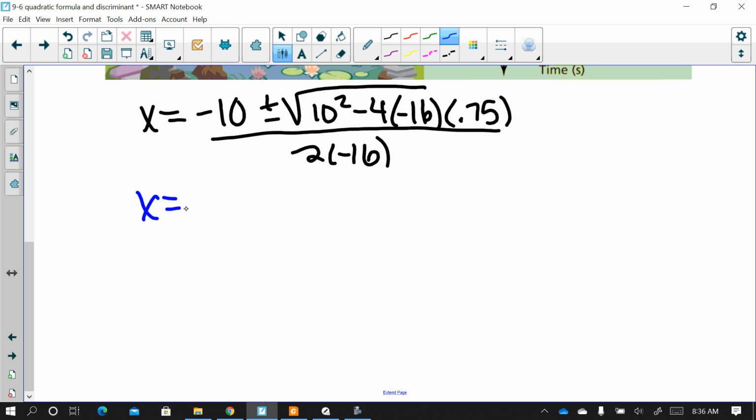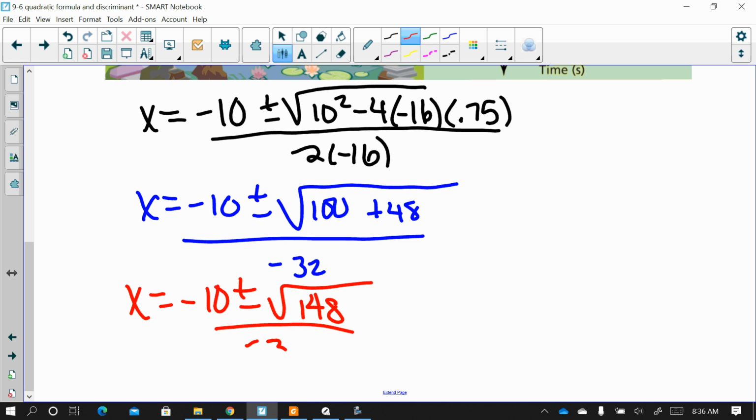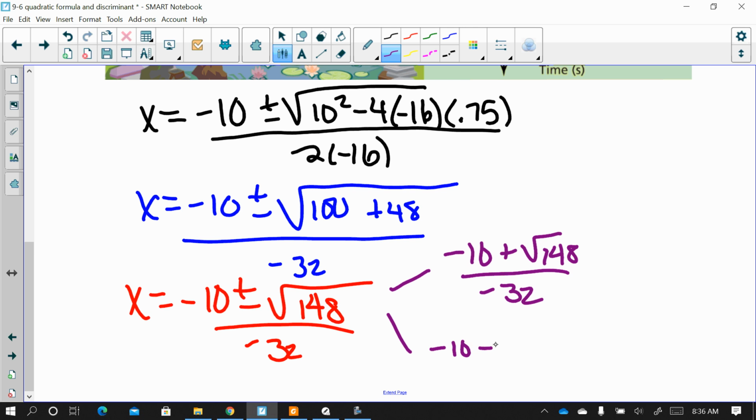So x equals negative 10 plus or minus the square root of 100. Negative 4 times negative 16 times 0.75 gives me 48. So it's a negative times a negative is a positive 48 over negative 32. Okay, keep going. X equals negative 10 plus or minus 100 plus 48 is 148. Okay, so from here we can go ahead and make our two answers. Negative 10 plus the square root of 148 all over negative 32, and negative 10 minus the square root of 148 all over negative 32.